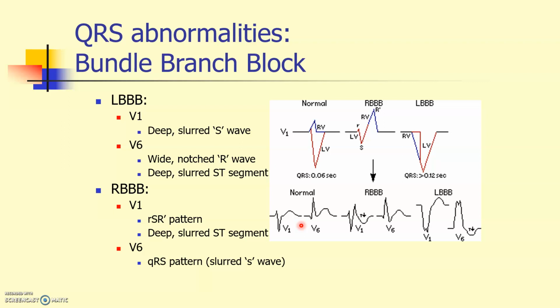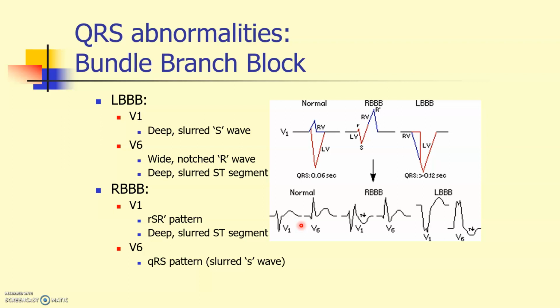Whereas in right bundle branch block, you get an RSR pattern in V1, and that's because that second R is right ventricular depolarization, which has now occurred somewhat later than the depolarization with the left ventricle.